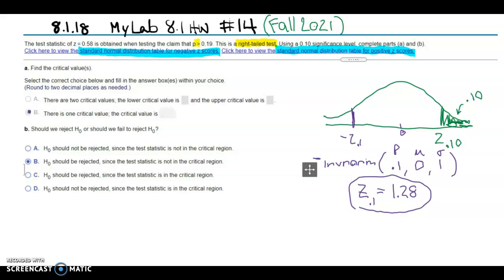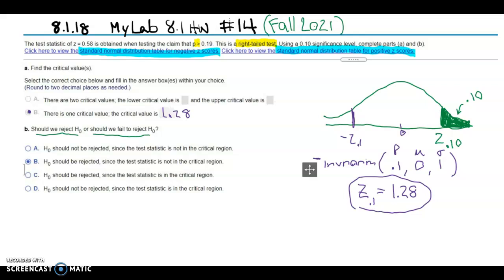Because we had a right-tailed test, we know that we only had one critical value. So you can select option B. And that one critical value we just calculated is 1.28. Now we have to determine, should we reject H0 or should we fail to reject H0?